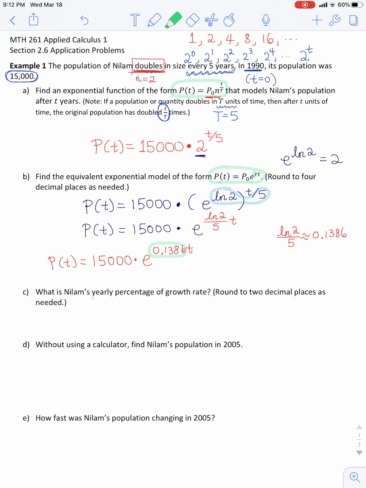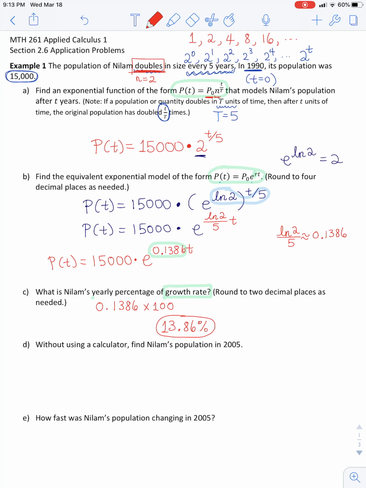What is Neelam's yearly percentage of growth rate? And they want you this time to round to 2 decimal places. So I'm just going to use that number 0.1386, and I'm going to just multiply that by 100. So what is the yearly percentage of growth rate? 13.86%. Okay. All right, doing good.